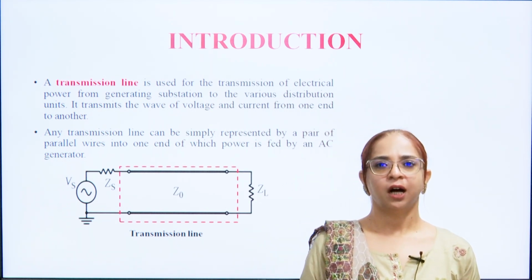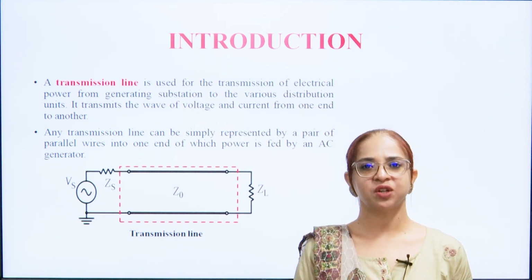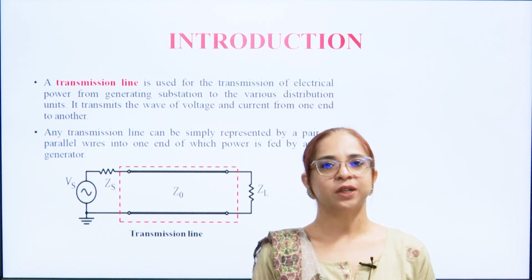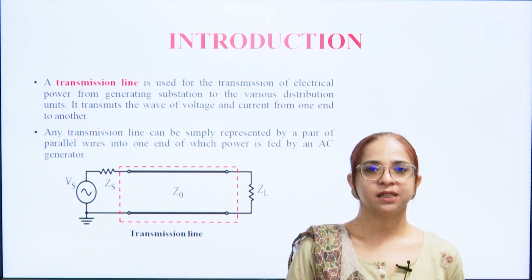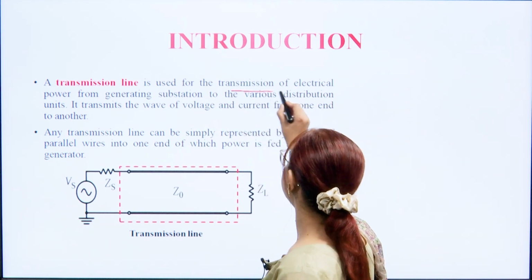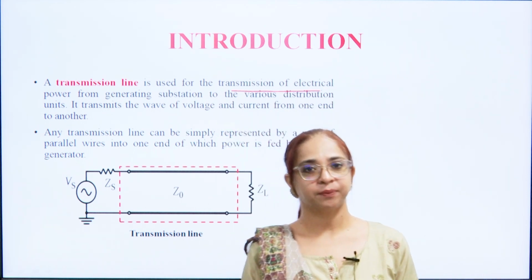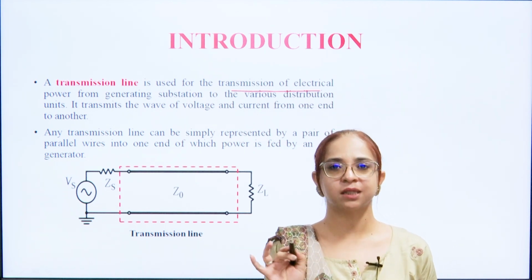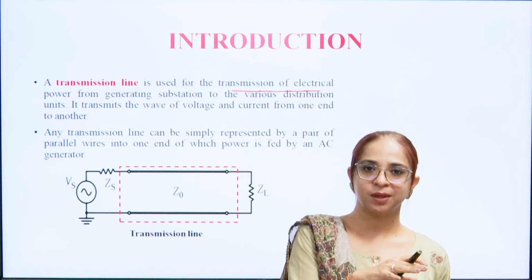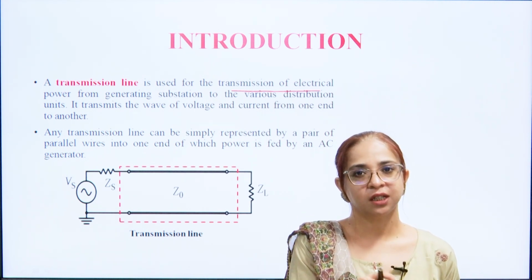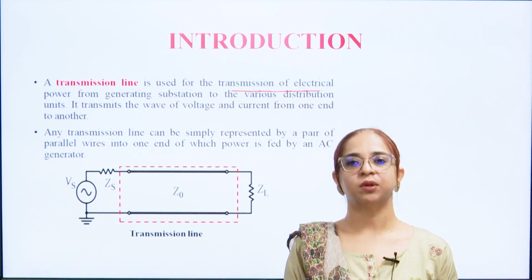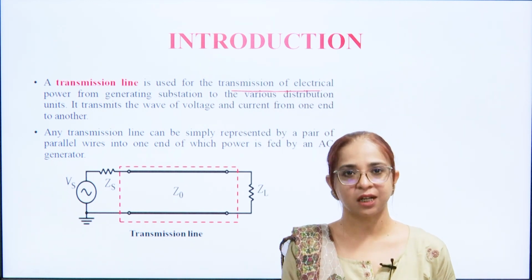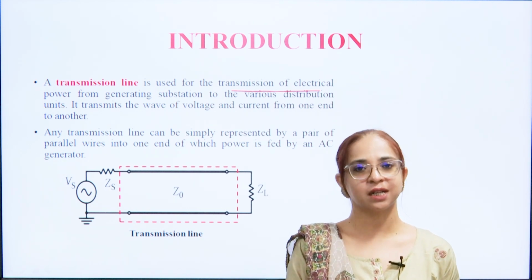To begin with, how do we represent a transmission line and why are we studying this? Let us make a quick overview. What do we say a transmission line is? It is used for transmission of power. Electrical power is transmitted from the generating station to the distribution unit, as simple as that. Where the power is generated, it is connected to a substation, and from that substation it is distributed to various kinds of users. This entire process is done through a set of lines called transmission lines.